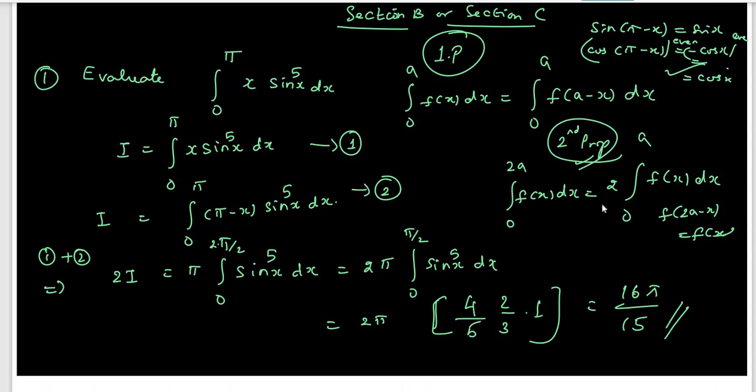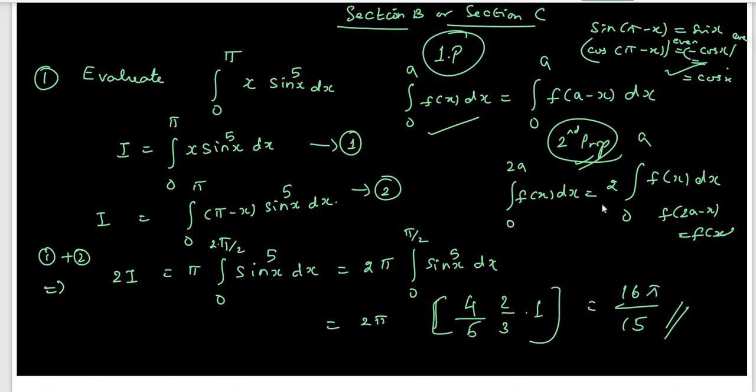So cos of pi minus x is only minus cos x, but when you have the power to be an even number, there will not be any problem. Here we don't have cos, only sine. So we make use of this property and we get this step. We add these two equations; if we name this as 2, then the term with the x will get cancelled. So you have just pi sin^5 x dx. Pi is taken out, so you have this.